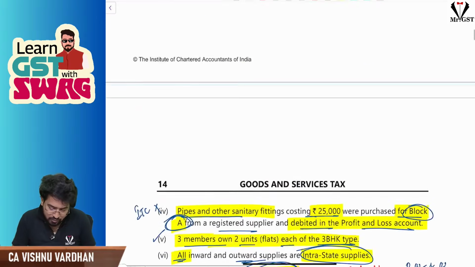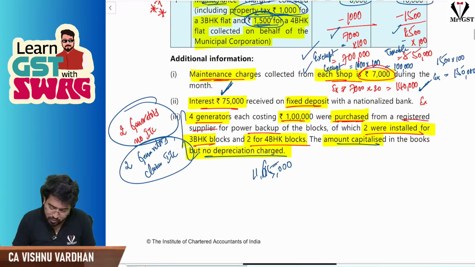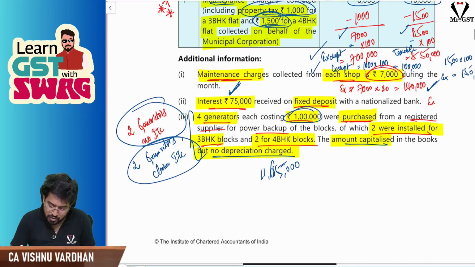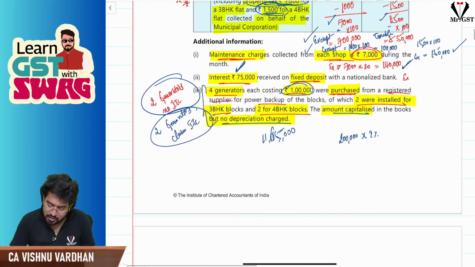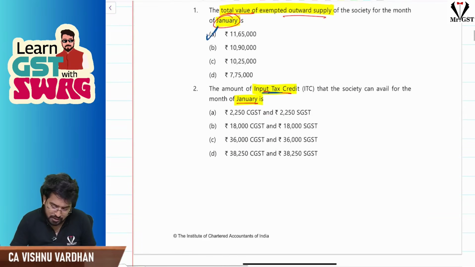ITC, so there I have given regarding generators, they have purchased here two generators. On two generators, each costing 1 lakh means 2 lakhs. On that, you can take ITC 9%, that means 9% of 2 lakhs, 18,000, you can take here. Next, for this pipes, you cannot take ITC, that you know. So that means only one purchase you can take ITC, 18,000. So there is one point.